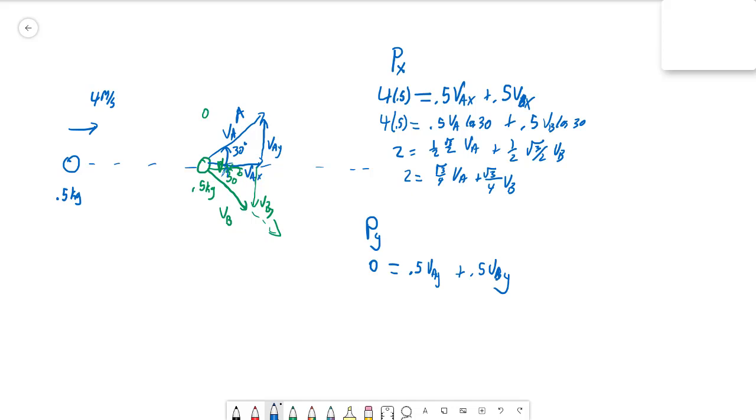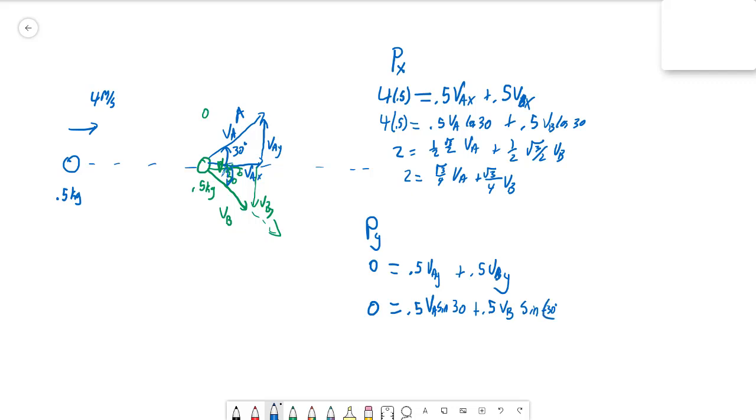However, let's come down here. We have VAY plus VBY. Well, we're going to replace that with VA and VB. So 0.5 VAY. VAY is VA sine 30, plus 0.5 VBY, which is VB. Now I need to be careful with this. I'm actually measuring here, and I'm down in the second quadrant. So this is actually sine of negative 30 degrees.